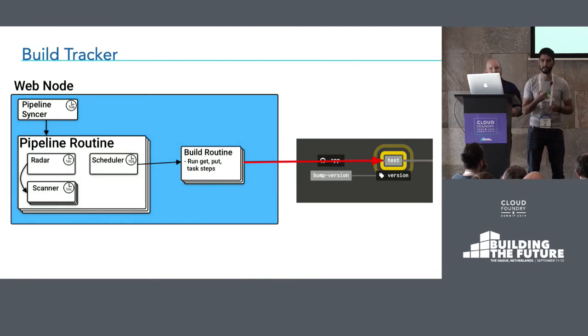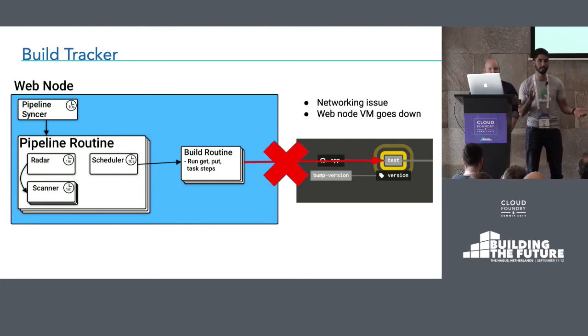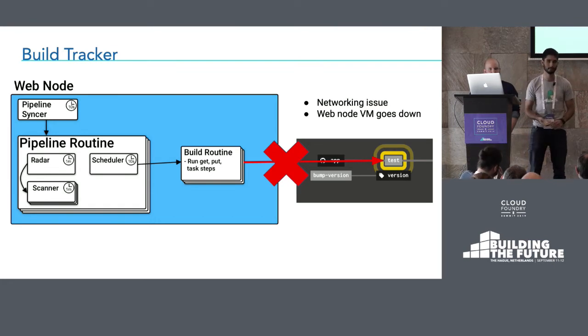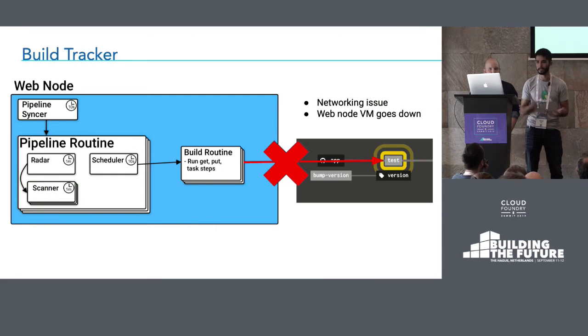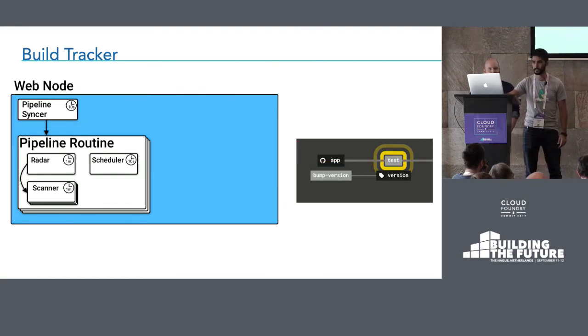Now, what's an orphan build? Let's say the scheduler started a build routine, as it normally does, and it's running our test job. But then something happens, like there's a networking issue, or the entire web node goes down, like the underlying VM is just gone for some reason. Basically, if the build routine that was tracking that test job loses connection with that worker, this results in an orphan build. Because at this point, the build routine that was running would exit. So now we have a job running on a worker, and there's no build routine attached to it.